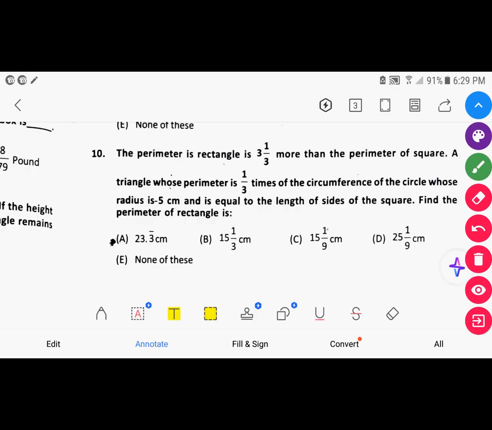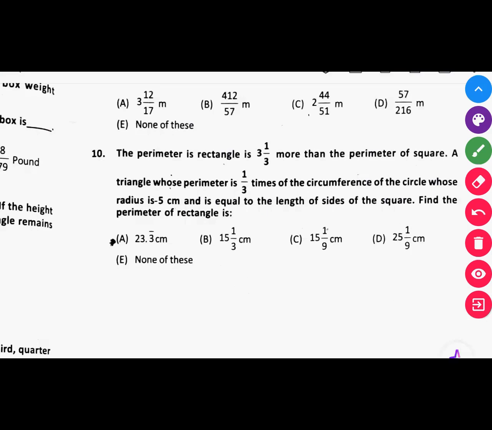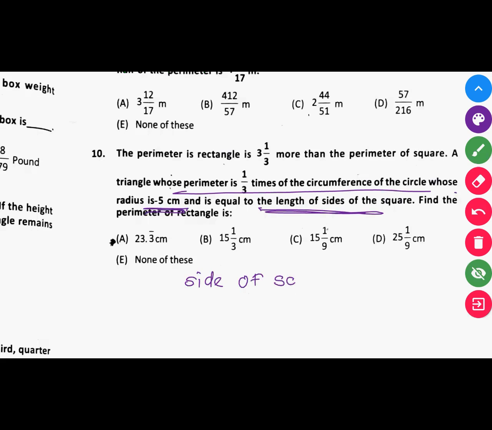Now see, we have to find the perimeter of the rectangle, which is 3 upon 1 by 3 centimeter more than the perimeter of the square. So first we have to find the perimeter of the square. Okay, but here this line is given just to make the confusion, that the triangle whose perimeter is 1 by 3 times the circumference of the circle whose radius is 5 centimeter and is equal to the length of the side of the square. Now see, the radius is 5 centimeter and it is equal to the length of the side of the square. So that means the side of the square is 5 centimeter.